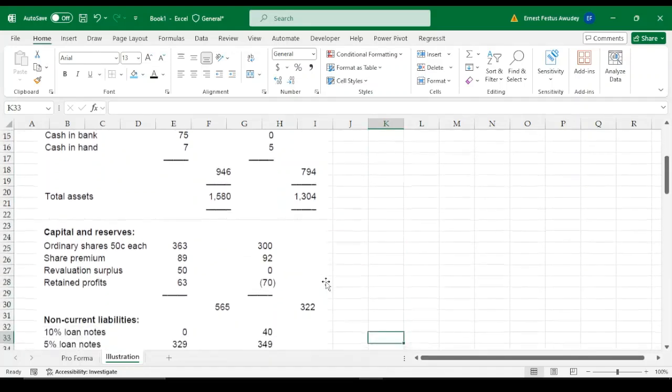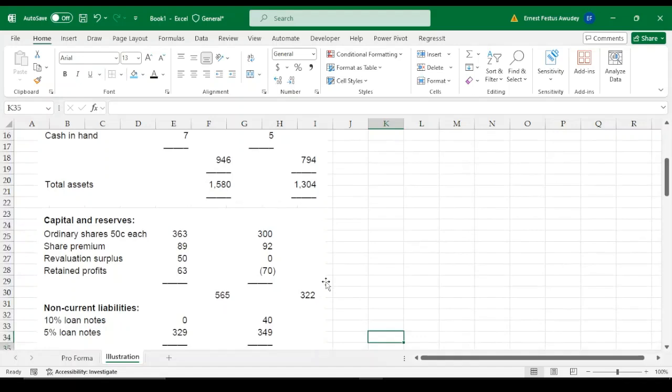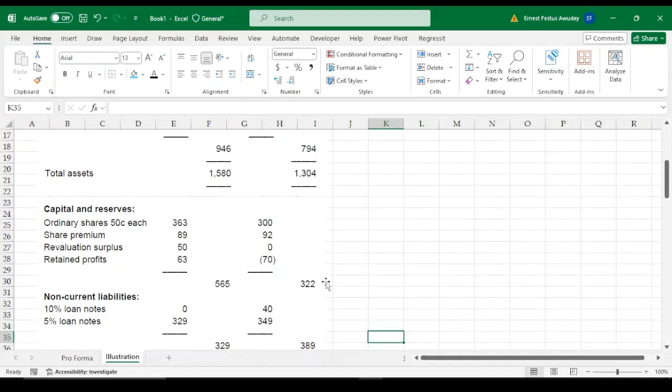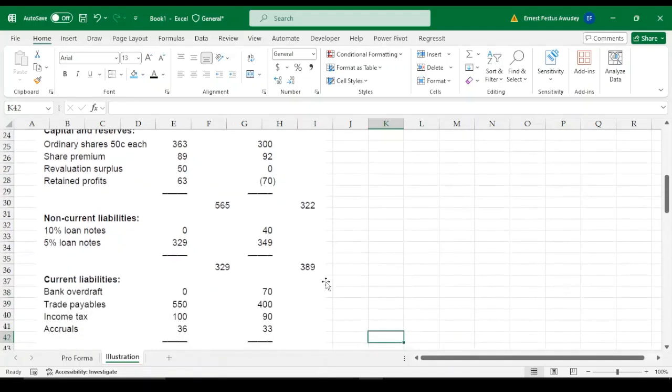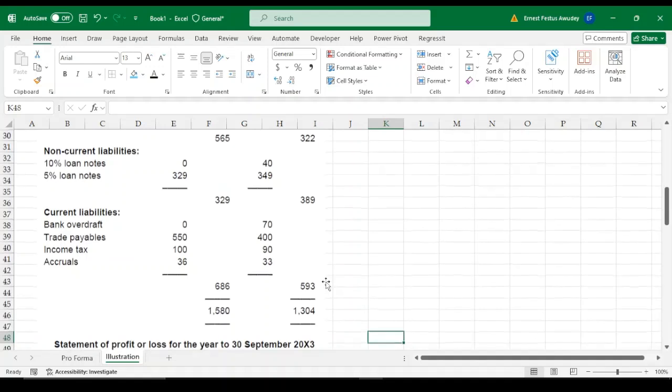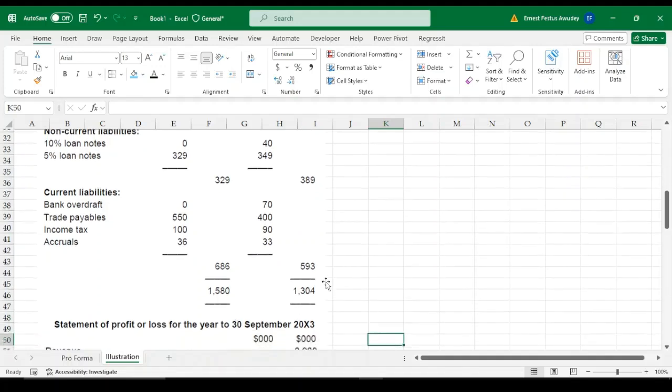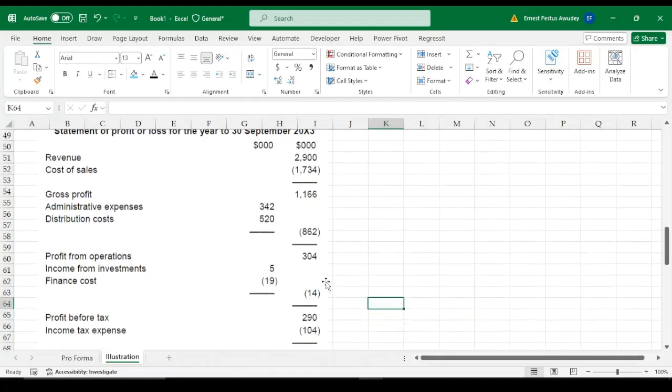Then we'll come to capital and other reserves. Then we have under that we have ordinary shares of 50 cents each, share premium, revaluation surplus, and our retained earnings. All right, and then under non-current liabilities, we have 10% loan notes and 5% loan notes. Then we have our current liabilities as well. The current liabilities include bank overdrafts, trade payables, income tax, and then accruals. All right. Then that is our statement of financial position.